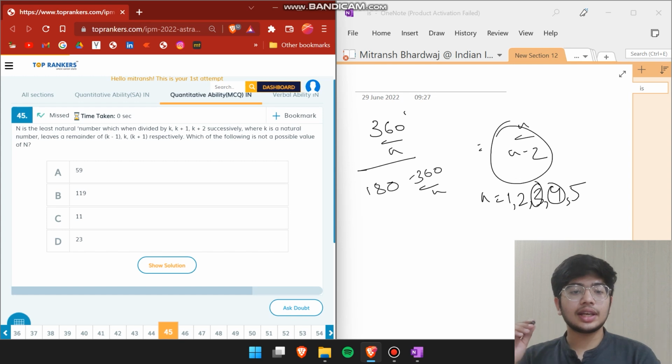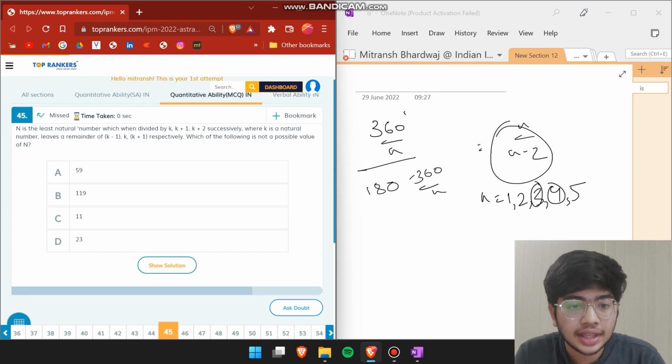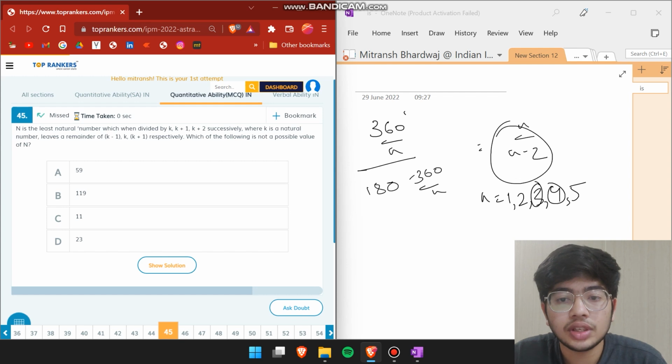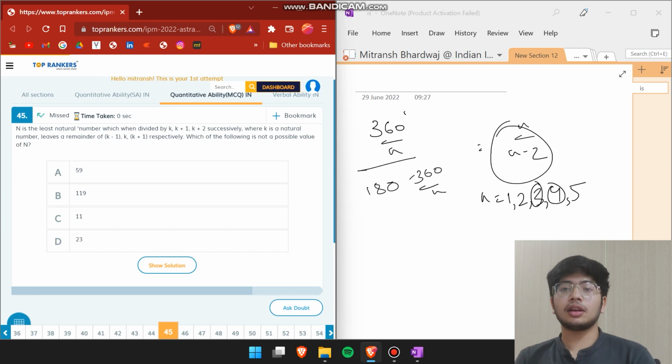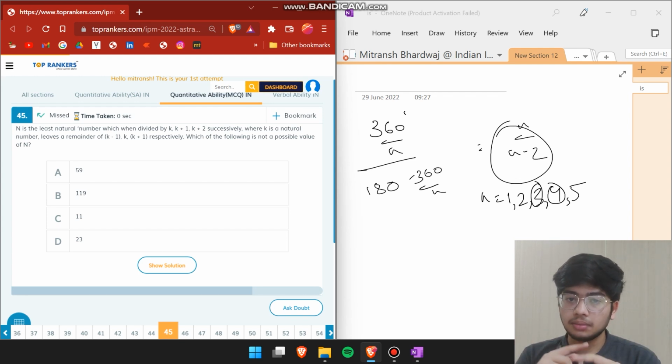इस क्वेश्चन में इसने पूछा है दैट n इज अ लीस्ट नंबर which when divided by k plus 1, k plus 2 successively, where k is a natural number, leaves the remainder of k minus 1, k plus 1. ठीक है. Which of the following is not a possible value of n? तो इस क्वेश्चन को देख के मुझे पता चल रहा है कि ये कह रहा है कि n में मैं कुछ नंबर मल्टीप्लाई कर रहा हूँ, फिर ऐड कर रहा हूँ, फिर मल्टीप्लाई कर रहा हूँ, फिर ऐड कर रहा हूँ, मतलब डिवाइड करके. तो ये बार बार 3 नेचुरल नंबर में कंटिन्यूसली मल्टीप्लाई कर रहा हूँ.